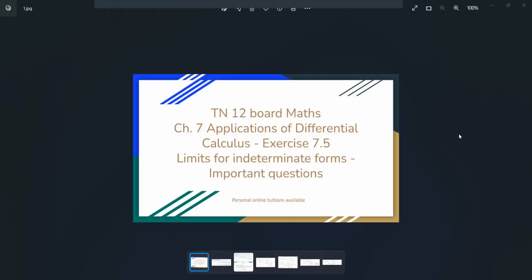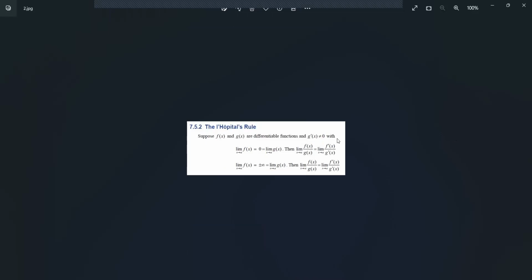Hello students, today we will be looking at exercise 7.5 in the chapter Applications of Differential Calculus, the Tamil Nadu 12th Board Mathematics. So this exercise deals with limits of a function that are in indeterminate forms. What these indeterminate forms are, you will see in the exercises. The rule which we'll be using for this exercise is L'Hopital's rule.